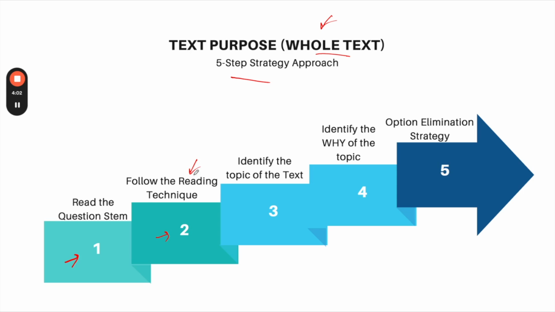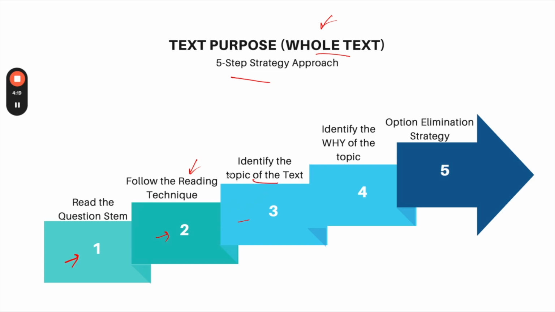Now, why do we need to follow a particular technique? We will be getting more into the details of this particular step when we take up the examples later in the video. The third step is identify the topic of the text. Now that you are done reading the text, you have to identify what is that topic that they are discussing in the whole text.